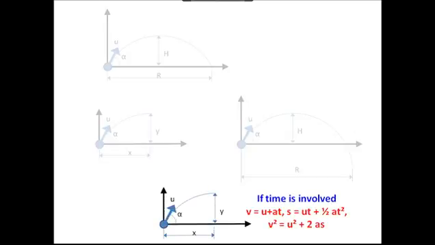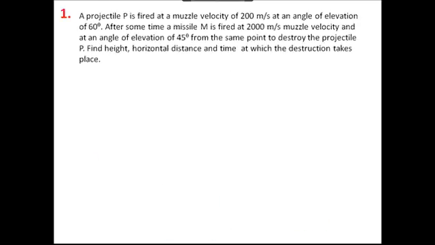But the type we are going to do now is projectile starts from one level, goes to some other level, either above or below the starting level, and we will need to work out the time. So you see, we can't fit these problems in the standard formulas, but we will have to go back to the basic kinematics equations, that is v is equal to u plus at, s is equal to ut plus half at square, and v square is equal to u square plus 2as. Let me take an example.